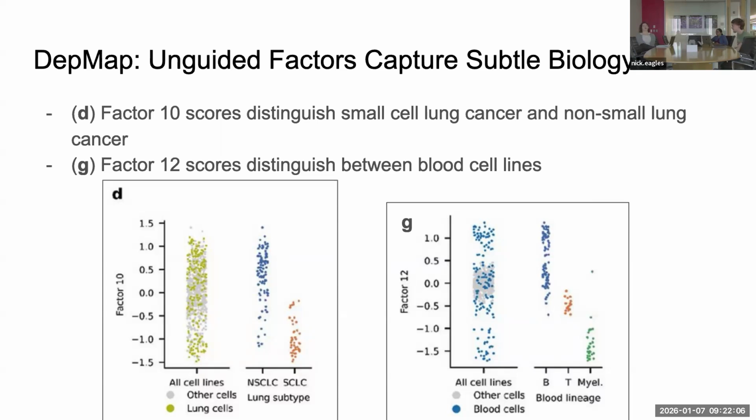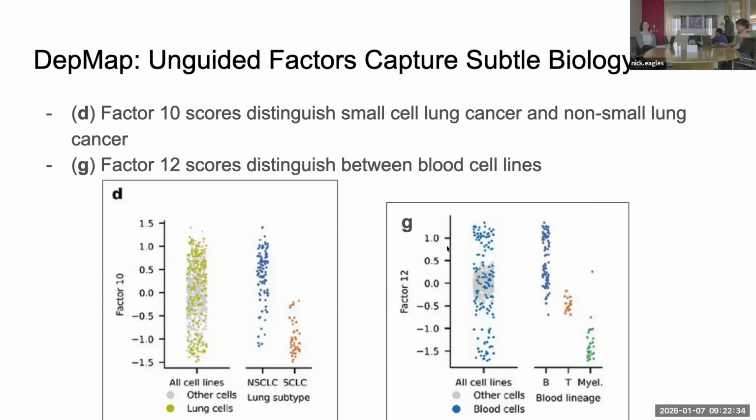It was actually distinguishing within the lung cells. They had small cell lung cancer and then non-small cell lung cancer, and apparently this factor was distinguishing within that very specific subtype of the lung. So it was interesting that it was finding this biology here.